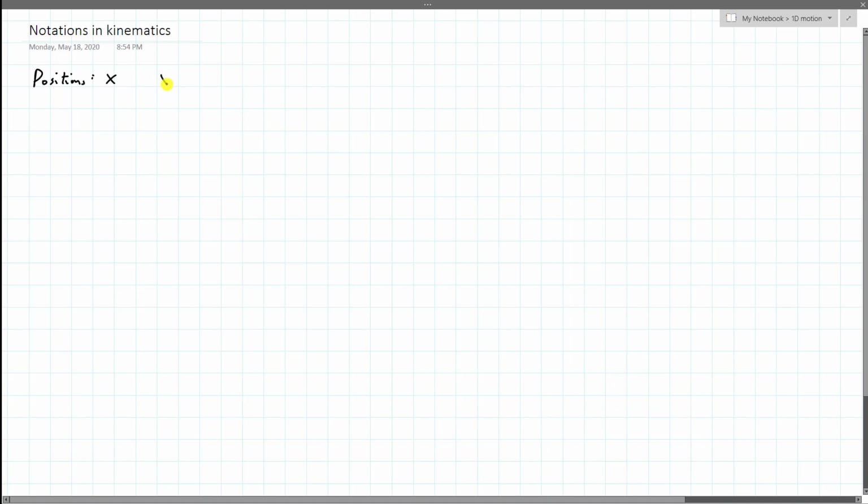One way to say it is x sub f, that's final. x sub i, that's initial. So the change of position, which I use delta x, will be something like x final minus x initial. And this notation has its appeal because the final and initial make it clear what it is, right?